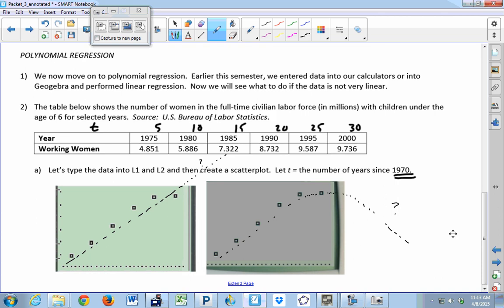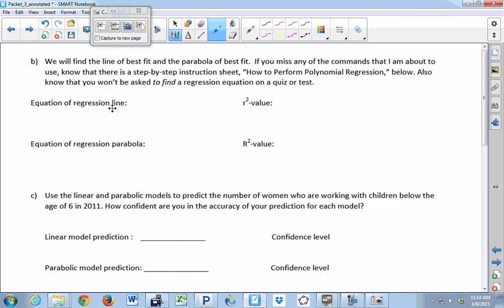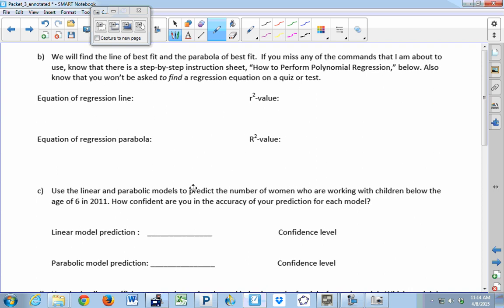Okay? So how do we get the information for our equation from the calculator? And then how do we determine which one we should use to actually try to predict, say, the number of women in the workforce beyond 2000? Well, I'll wait until you guys.